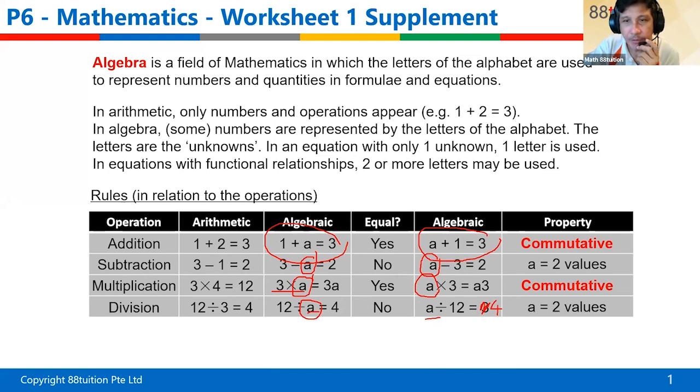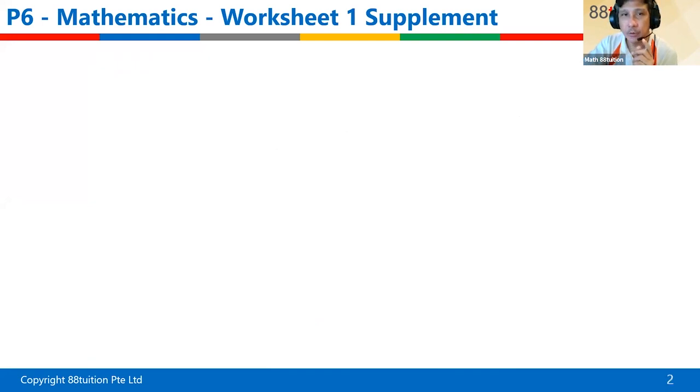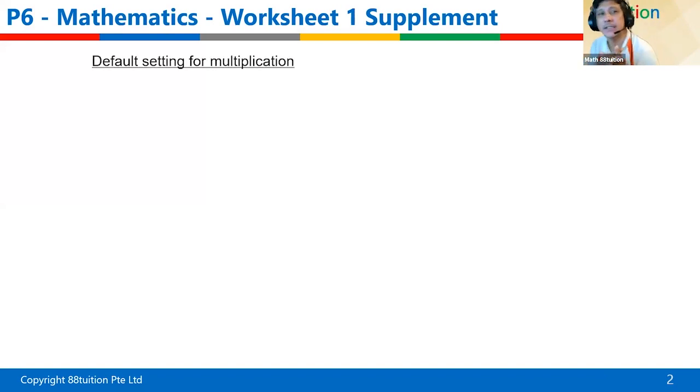A ends up with two different values, they are not commutative. Okay, so that is the first step. But there are many other things that we need to know about algebra so that we do not blunder and make mistakes. Okay, now let's look at the default setting for multiplication.